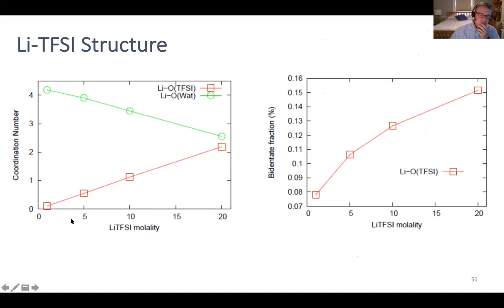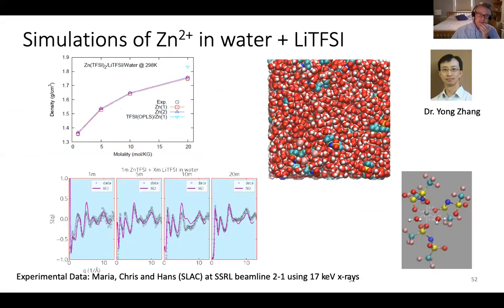What we find is that when the molality is low, basically all of the lithium ions are coordinated by water. As you reduce the amount of water, basically increasing the concentration, you start to see that the anion, TFSI, starts to solvate the lithium more, and it drives the water off. We can calculate the fraction of TFSIs that are monodentate and bidentate and try to understand the picture of what's going on here.